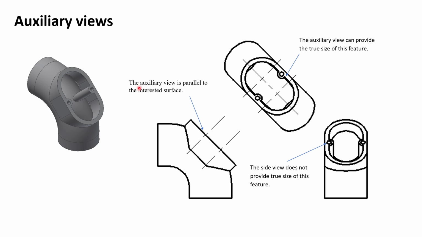And lastly, an auxiliary view. There are times that the details of this surface, you cannot really see in the front view or in the side view, because that detail is really, in this case, perpendicular to this face. So you will have to create another view that's perpendicular to this face so that you can see the full detail of that plane. If you look at the side view, these dimensions really do not give you the true size of these features.